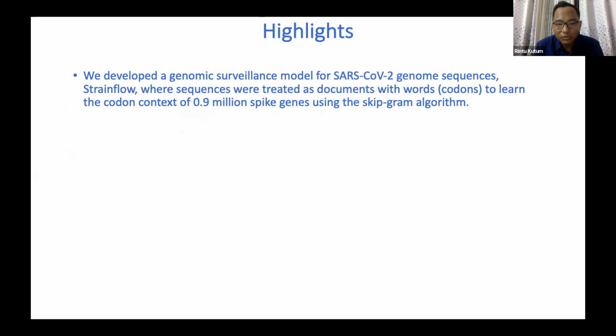information of the SARS-CoV-2, and there we treated the codons of the SARS-CoV-2 genome as words, as in grammar. For this, we used around 0.9 million spike gene sequences and tried to model the characteristics of the spike gene, or in a way the language of the spike gene, using the language modeling approach, where you use the skip-gram algorithm.